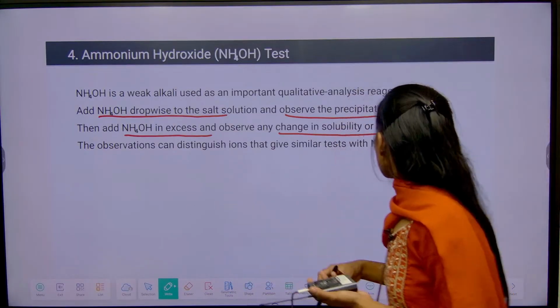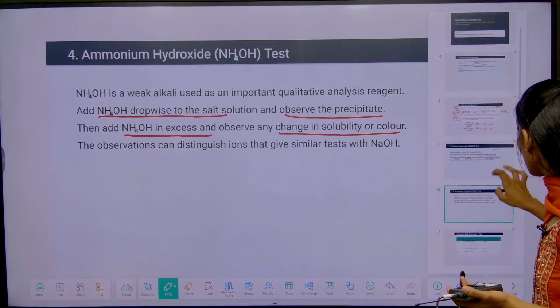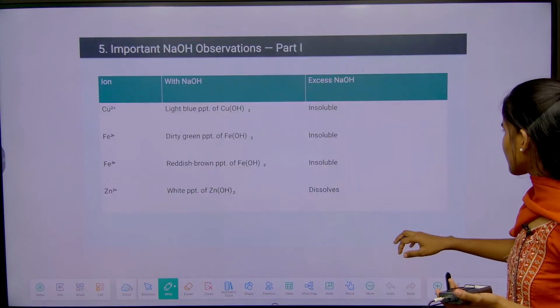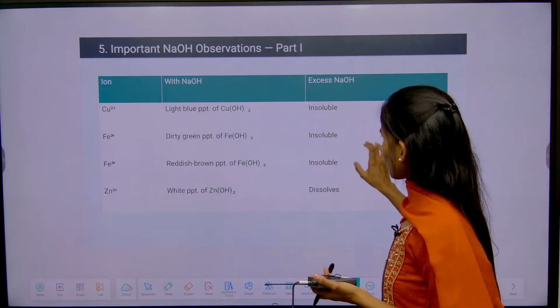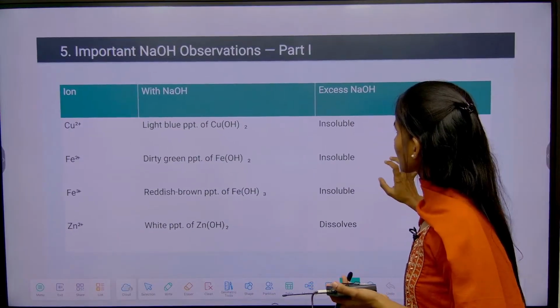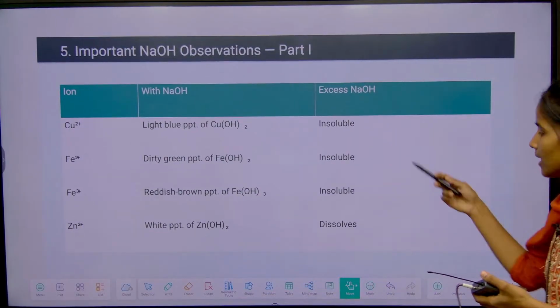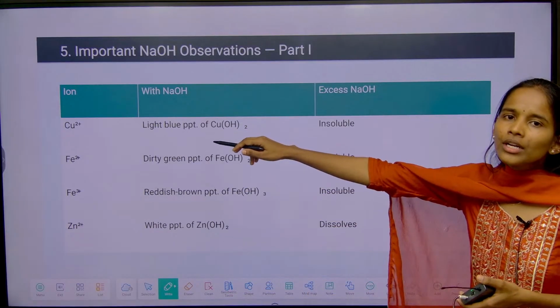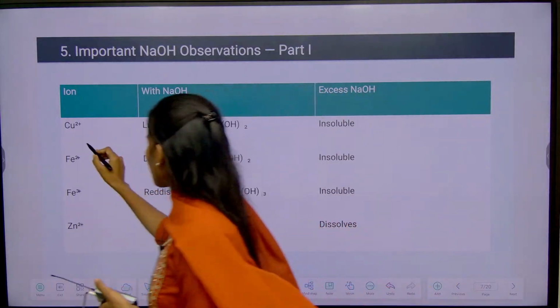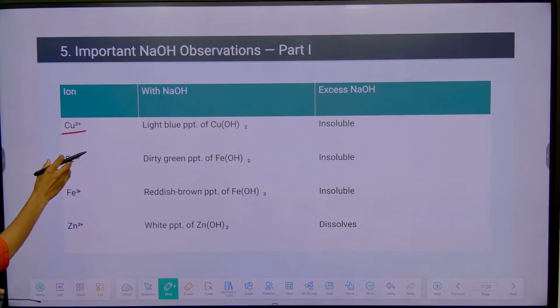Now see, we will look at some examples here. Important cations I have mentioned here. The first cation is Cu2+, copper, which forms Cu2+ by losing 2 electrons.